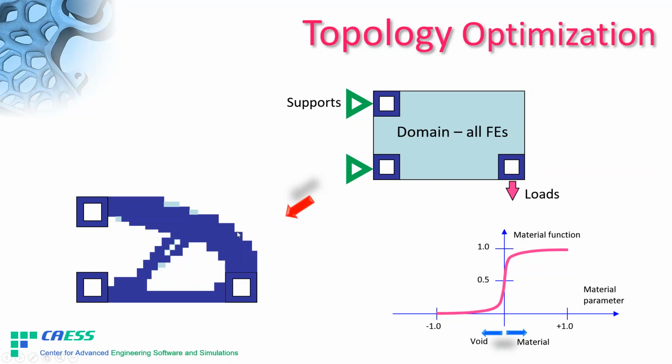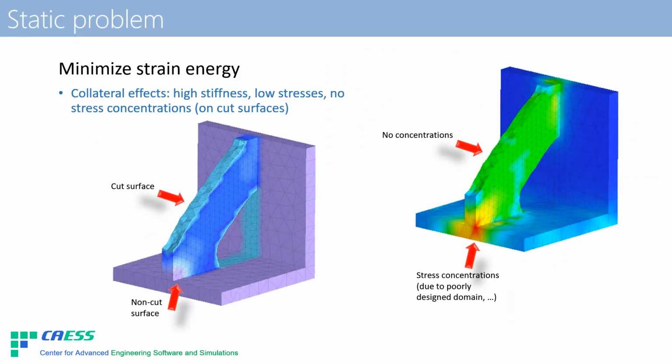Switch back. Now, topology optimization problems can be formulated in many various forms or types, and I would just like to present maybe the most important one. This problem actually covers maybe 90 or 95% of all topology optimization jobs. It is a static problem of strain energy minimization.